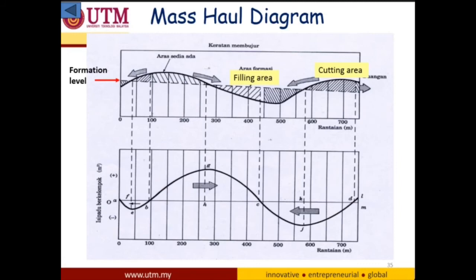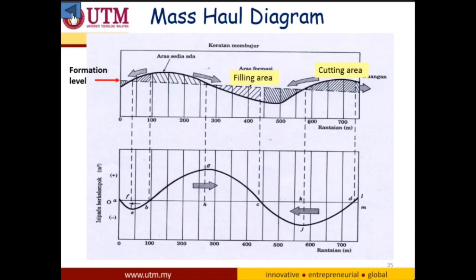Okay, this is an example of a mass haul diagram, which shows the cutting and filling area. This is the filling area, where the formation level is higher than the existing level. And then this is the cutting area, where the formation level is lower than the existing level.